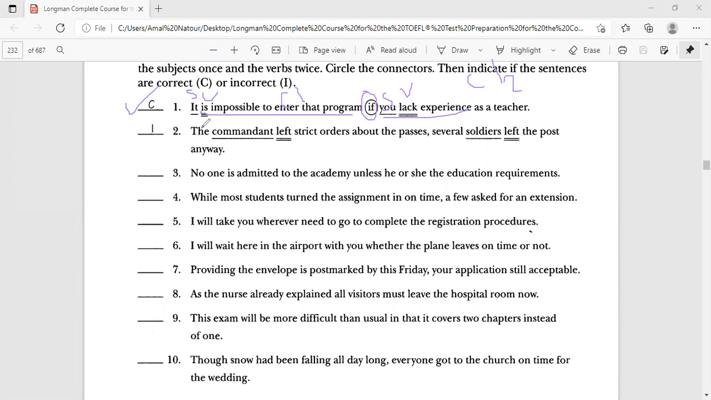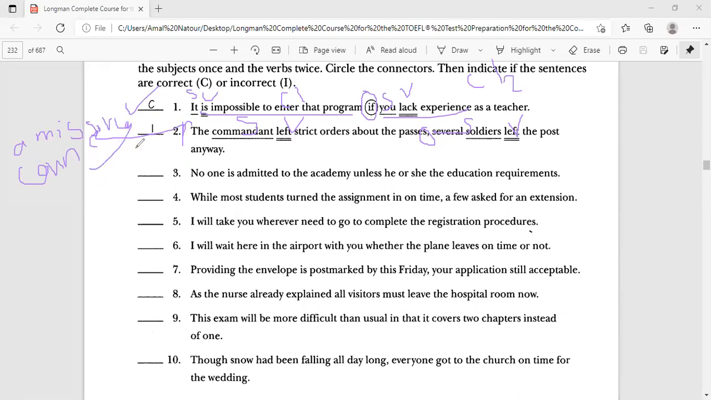The second one. The commandant left strict orders about the passes. Several soldiers left the post anyway. The commandant, this is the subject. Left is the verb. Strict orders, etc. Comma. Several soldiers, this is the subject. Left the post, this is the verb. Then subject, verb, and there is a comma here. Then here at the beginning there is a missing connector.